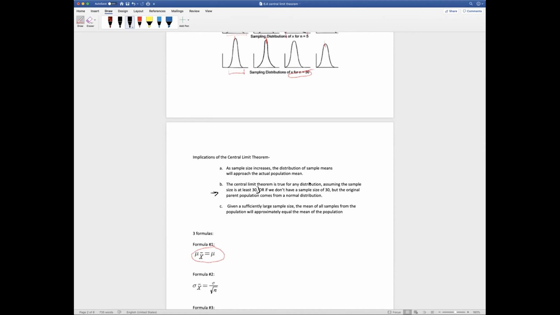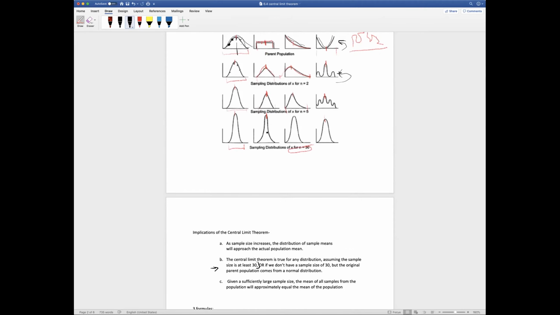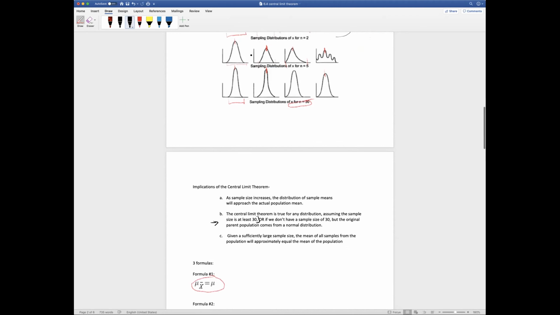So we have a few restrictions here. We can use the central limit theorem if we have a sample size that's at least 30, or if we don't have a sample size of 30, but the original parent population comes from a normal distribution, right? If you look at this one that started off as a normal distribution, the spread doesn't change too much, and we know that the mean stays the same, but we still have that normal shape. So if either one of these two things happen, we can use the central limit theorem.